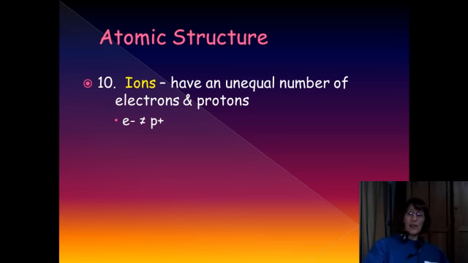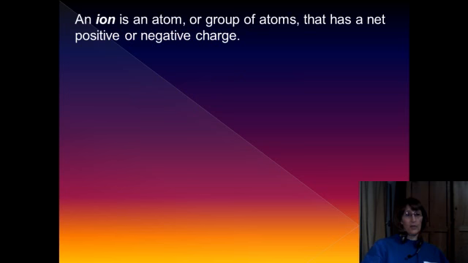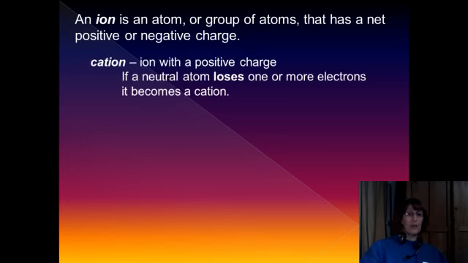So ions have an unequal number of electrons and protons. An ion is an atom or a group of atoms. You can have a polyatomic ion too, poly meaning many. And it has a net negative charge or a net positive charge.